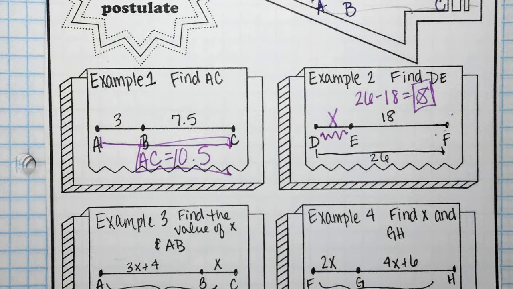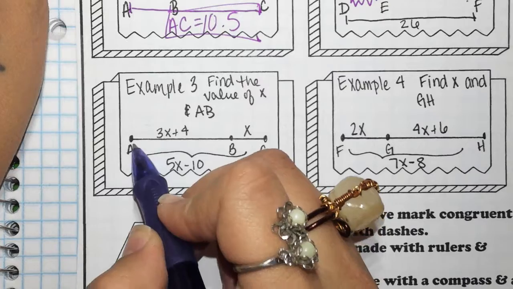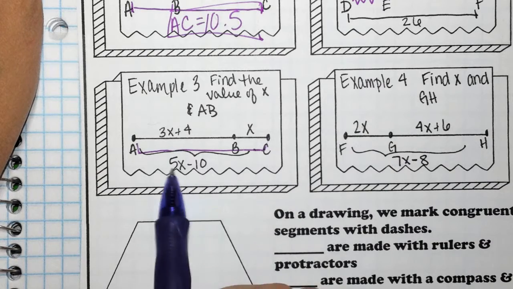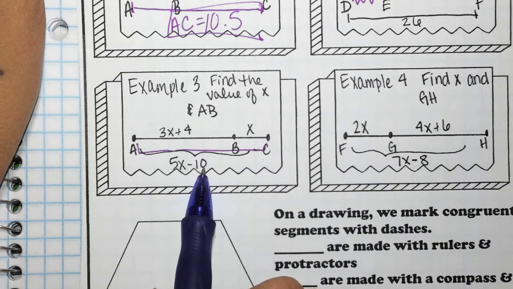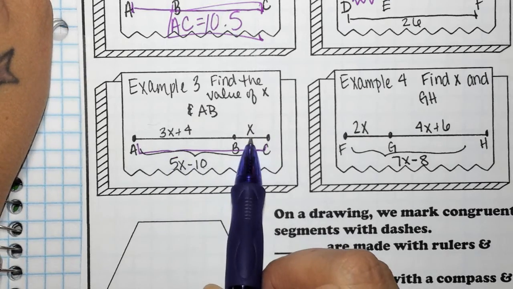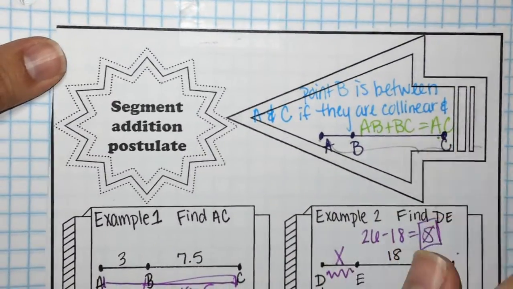Is everybody on the same page with me now? Okay. Now, let's look at example 3. Example 3 has a bunch of letters in it this time. But do we know what the whole segment equals? It is AC, but do we know what it equals? 5x minus 10. And do we know what the parts equal? 3x plus 4. We do. And the other one equals? And the segment addition postulate says we add them together to get the whole.